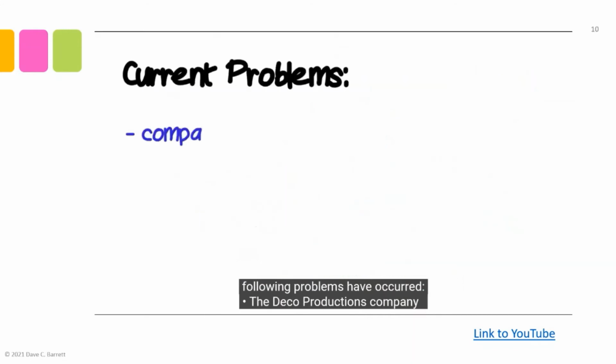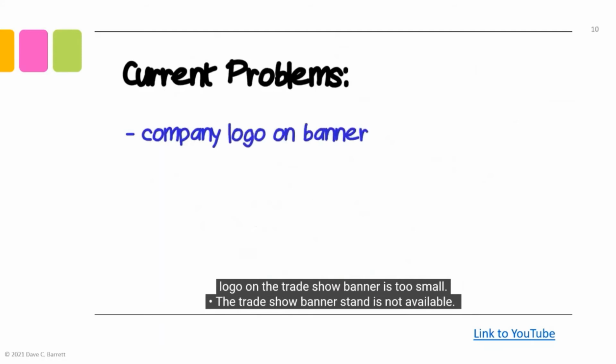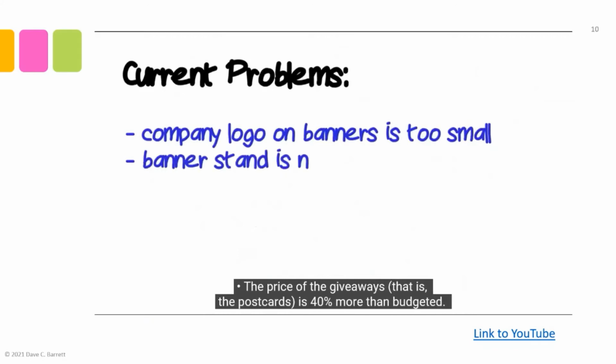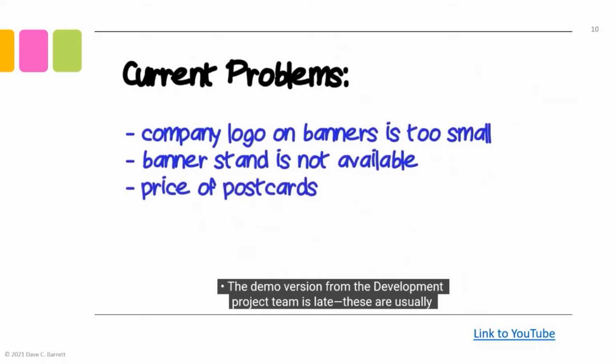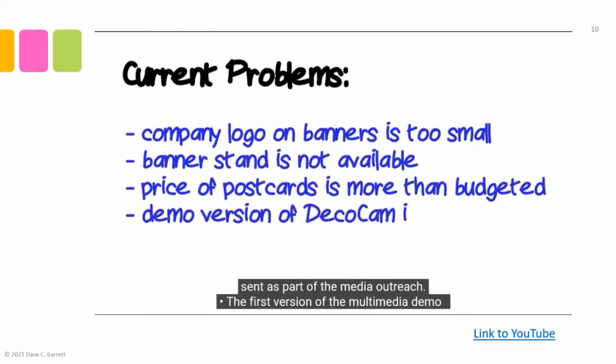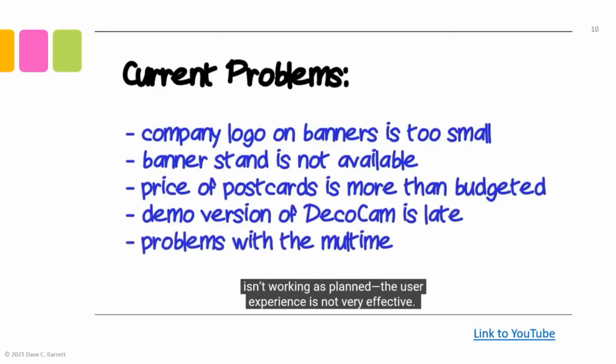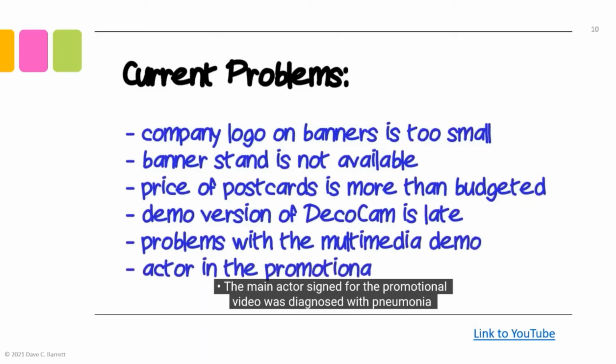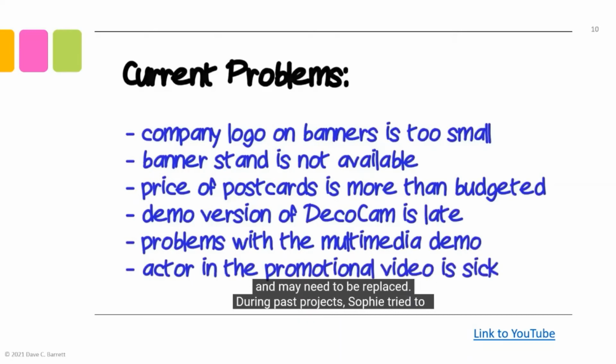The Deco Productions company logo on the trade show banner is too small. The trade show banner stand is not available. The price of the giveaways, that is the postcards, is 40% more than budgeted. The demo version from the development project team is late. These are usually sent as part of the media outreach. The first version of the multimedia demo isn't working as planned. The user experience is not very effective. The main actor signed for the promotional video was diagnosed with pneumonia and may need to be replaced.